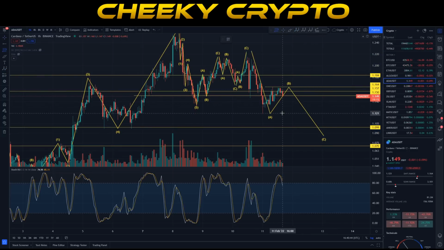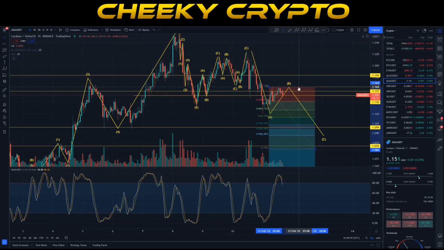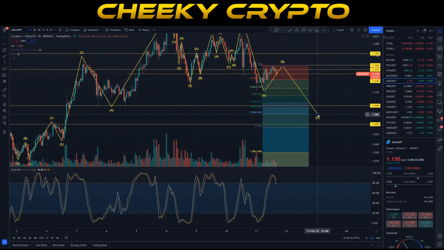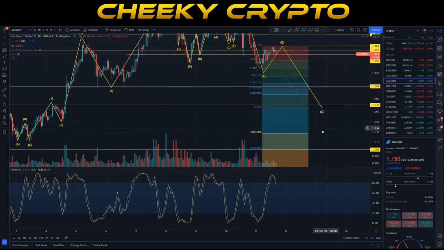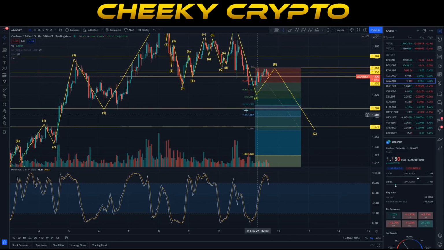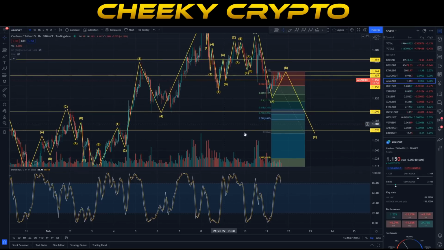Now, in this particular scenario, what we'll do is take the measurement of our A wave and transpose it over to this 116.4 cap that we've had, and then we can see that we have a probability of Cardano coming down to about $1.066. Okay, so 1.066. That's going to be the most probable area, but of course we have to acknowledge that there are some interesting areas of support on this journey.